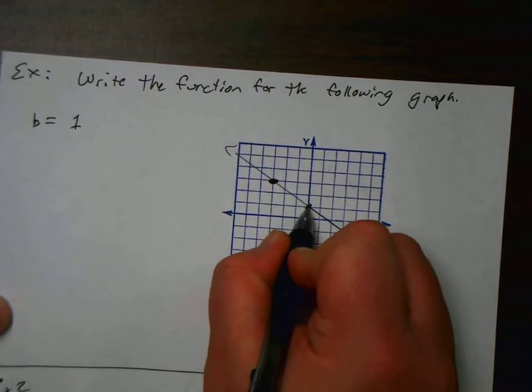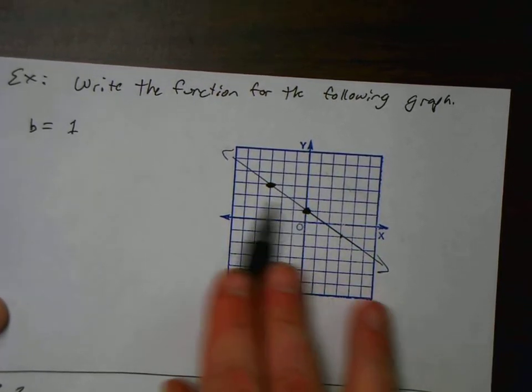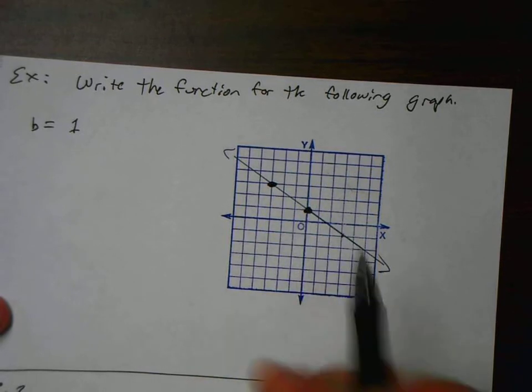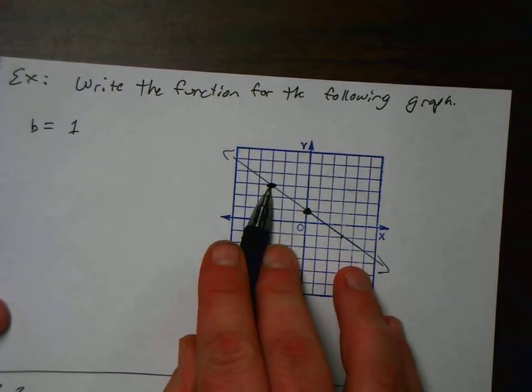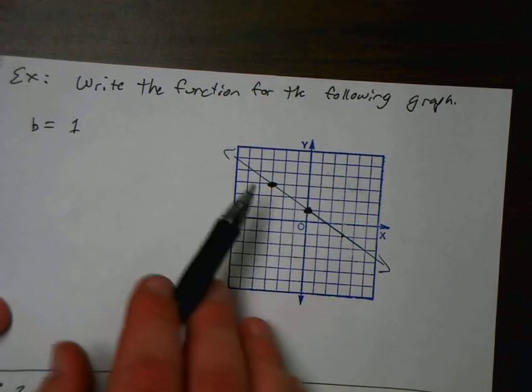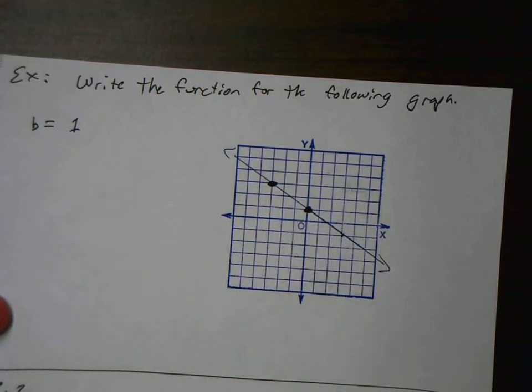So here are my two points, and I've highlighted them. Now, that second trick that I said about counting slope is that we want to go from left to right. So I'm going to start with this point, and I'm going to work my way towards this point. And I need to start with my rise. Remember that slope is rise over run.